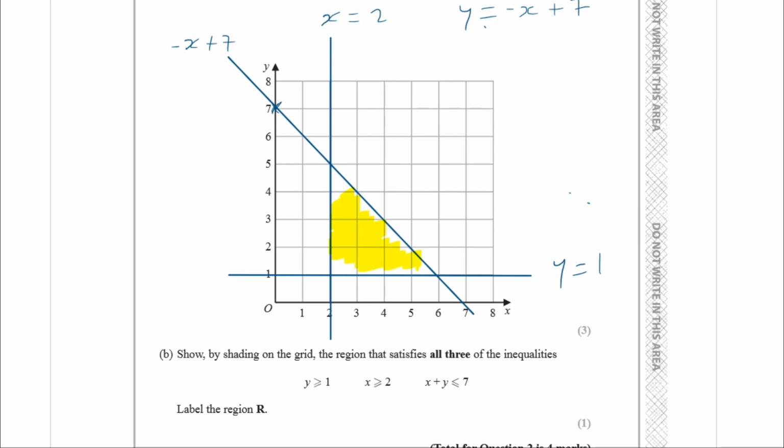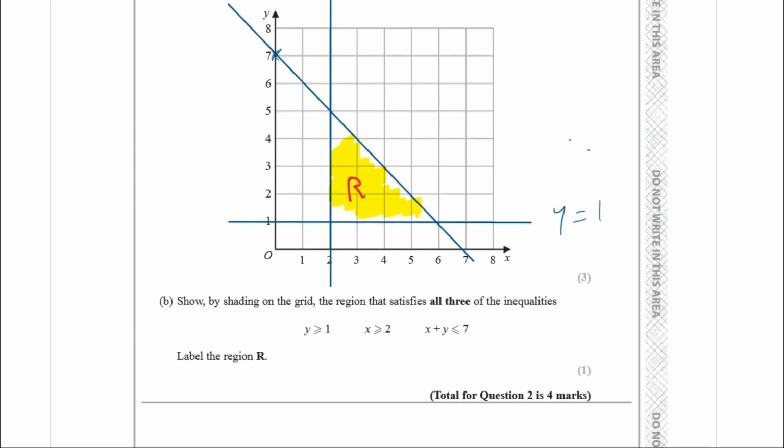And then following the prompt from the question, it says label the region R. So I would encourage you to grab a pen and label the region R to make sure that you get the marks. And that should be good for this question.